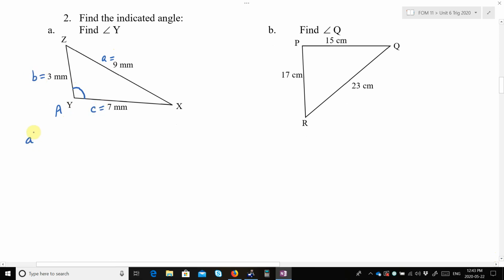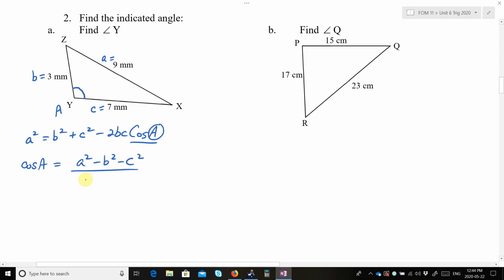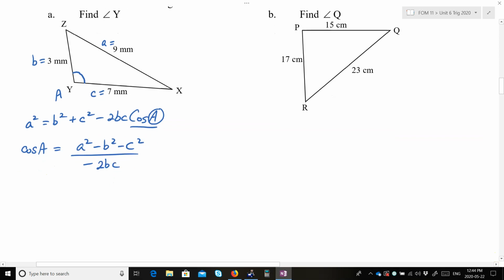Okay, and so remember, guys, that the cosine law is a squared equals b squared plus c squared minus 2bc cos A. And we need to get the cos A by itself, first of all, and then ultimately the A. And I usually will give you this formula on any test or quiz. The formula for getting cos A by itself is this: it is a squared minus b squared minus c squared divided by negative 2bc. Okay, so that's the formula when you're trying to solve for the angle.